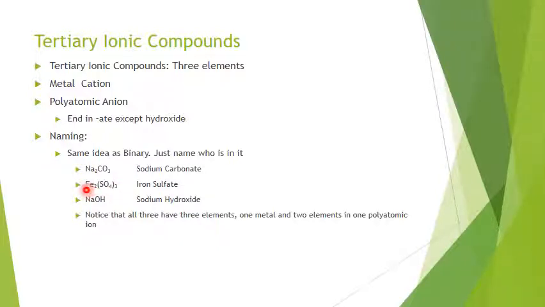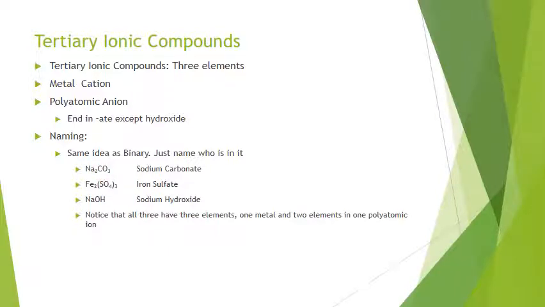Next, Al2(SO4)3. It's ionic because it has aluminum in it. It's tertiary because it has 3 elements, Al, S, and O. This part here is a polyatomic called sulfate. So the name is aluminum sulfate. And it has 3 sulfates, but we don't have to tell that. Then finally you have sodium and then hydroxide: metal, and then polyatomic. All of them have 3 elements, 1 metal, and then 2 elements from a polyatomic.